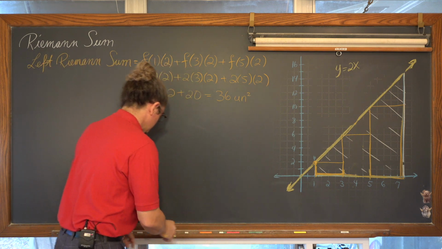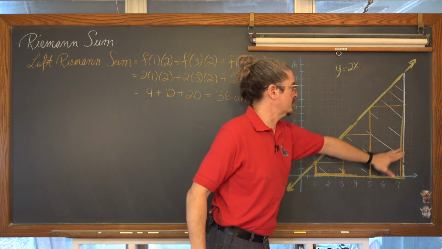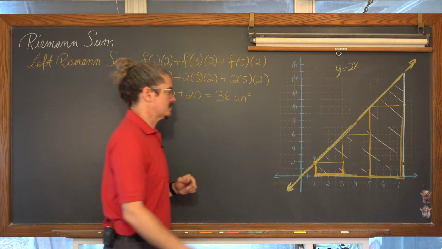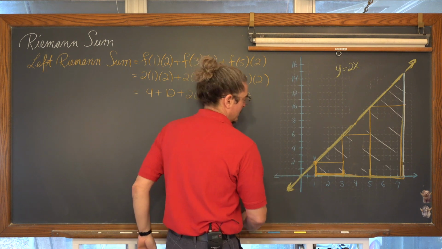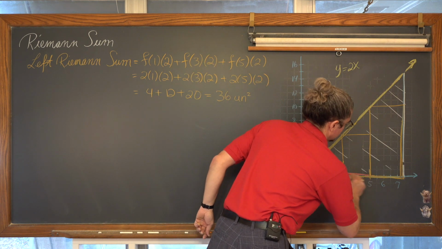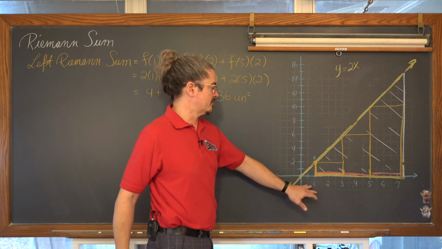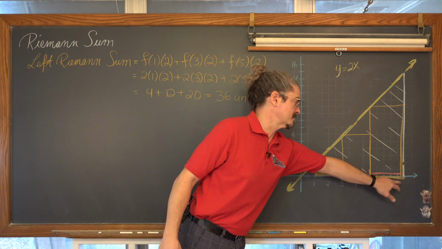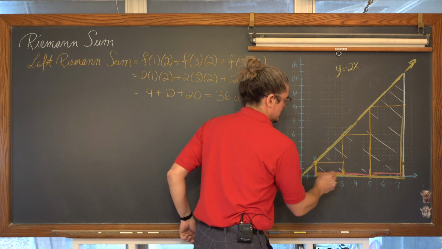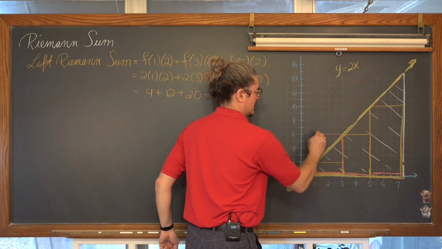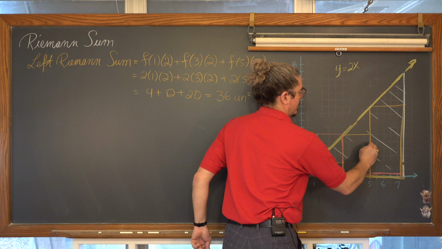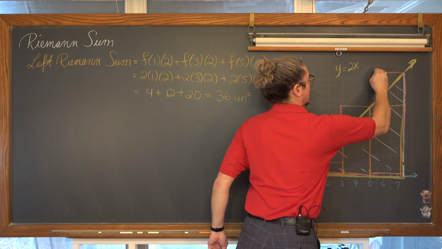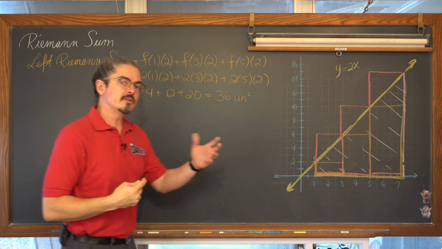A right Riemann sum, an estimation of this area under the curve y equals 2x between 1 and 7, means that we're going to have rectangles with a base of 2 again, but instead of letting the values of 1, 3, and 5 determine the height of these rectangles, we're going to let the values of 3, 5, and 7 do so. Just by looking at the picture, we have a base of 2, and we let the right-hand side of the rectangle go up and touch the curve. The picture is giving us an idea of what's going on.